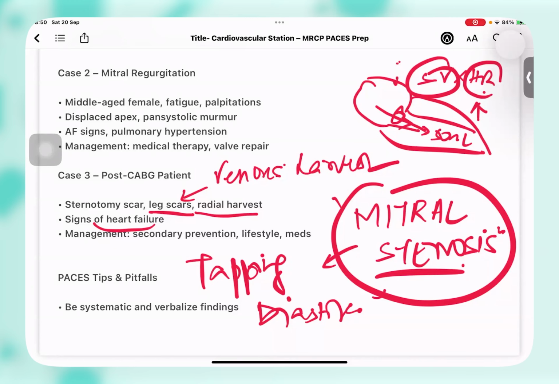Is that okay about the mitral stenosis? Anyone? Any question? So these are the basic questions that you will be asked in the exam, and then be prepared for everything like Corrigan sign.